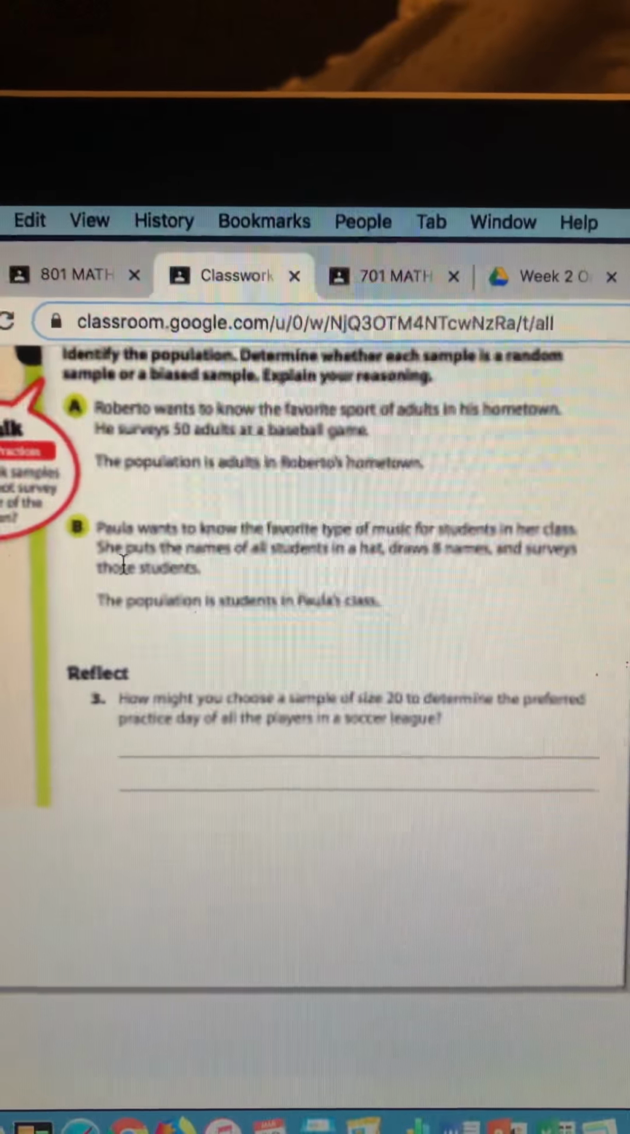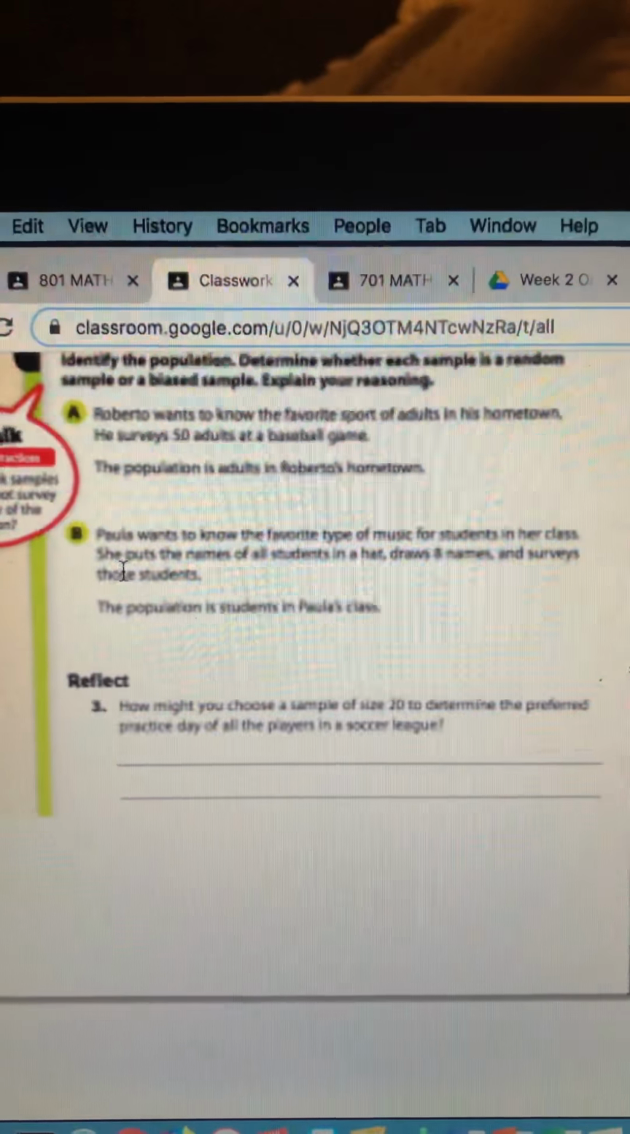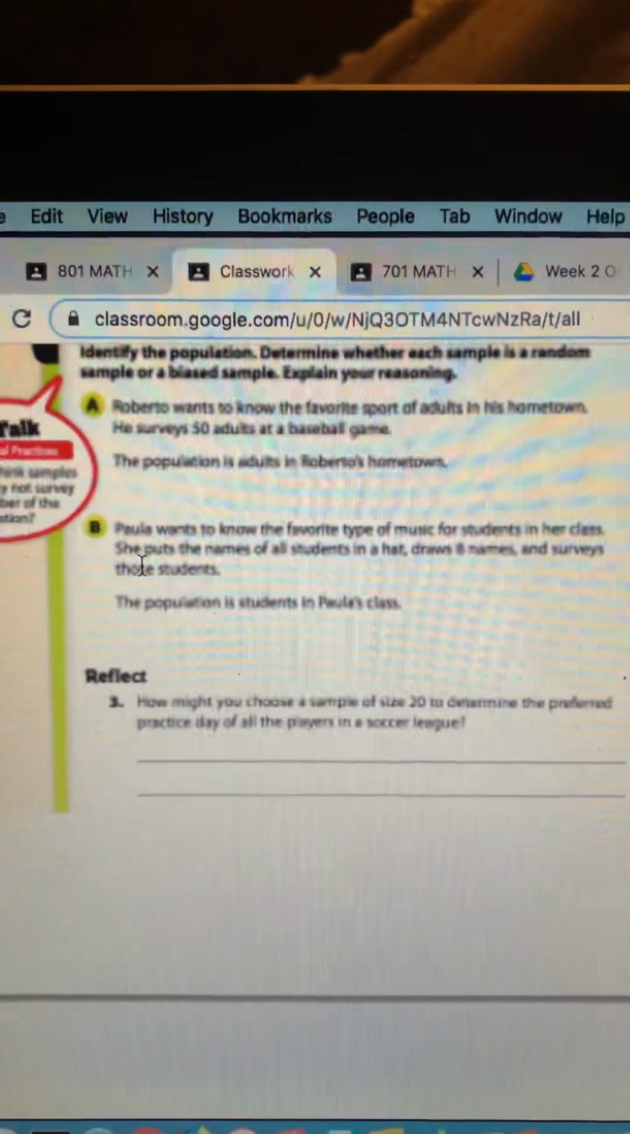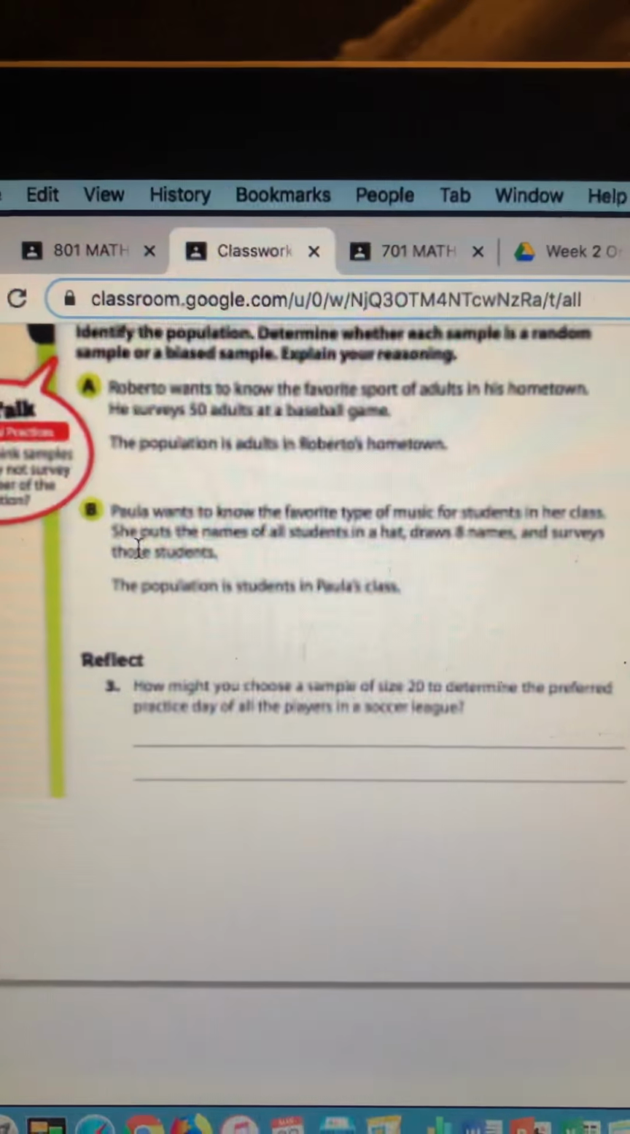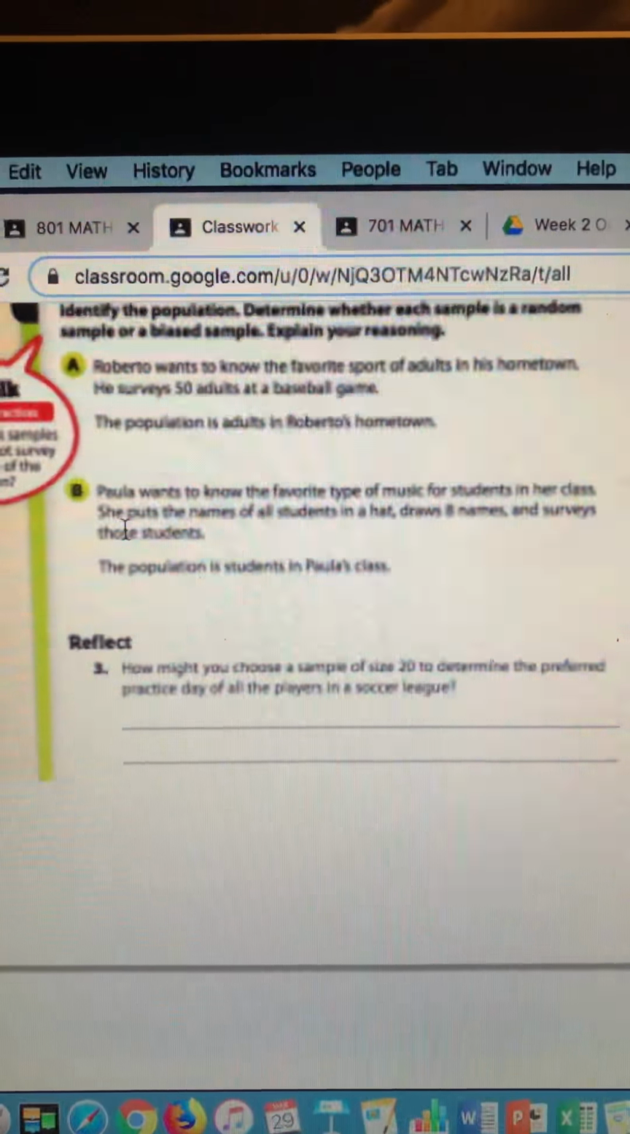This would be an example of a biased sample. The reason is because if he's asking to figure out what their favorite sport is, and he's asking people at a baseball game, then the sample is obviously going to be skewed a little bit towards people that like baseball. I don't think they would be at a game if they didn't like baseball. So that would be an example of a biased sample.